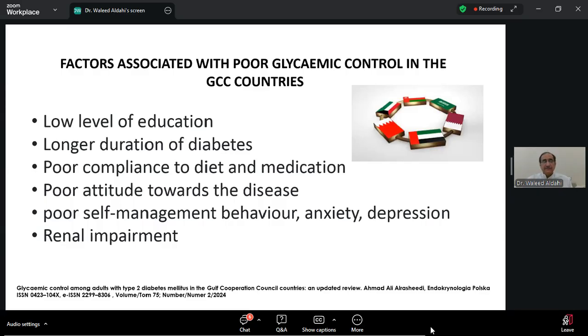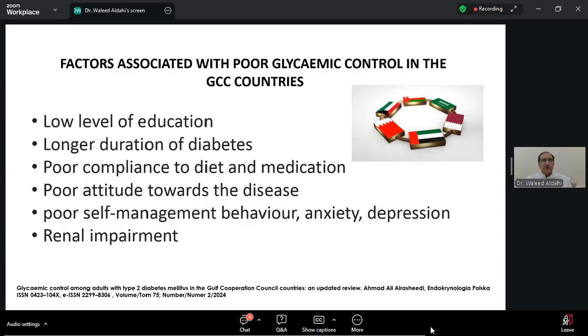So this is a paper published by one of our colleagues, Ahmed Rashidi from the Kingdom of Saudi Arabia, and he summarized, after studying this issue, factors associated with poor glycemic control in the GCC countries.